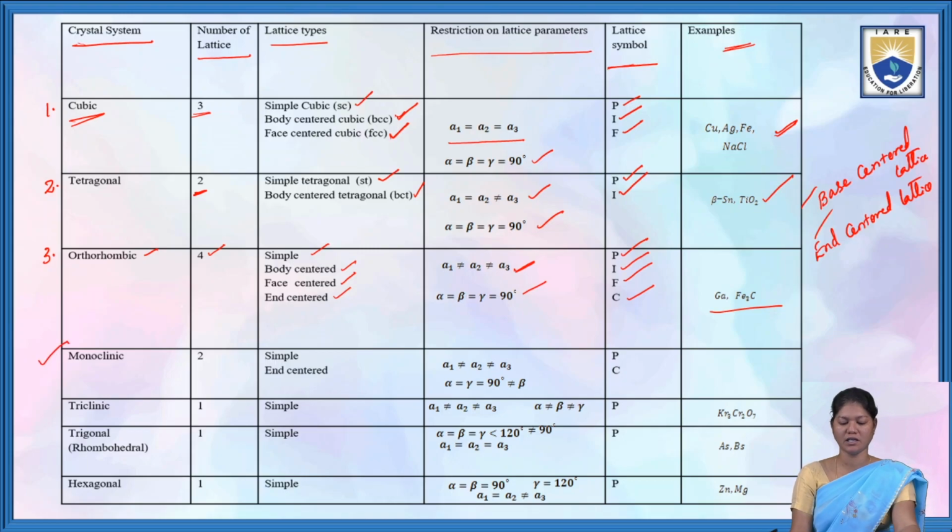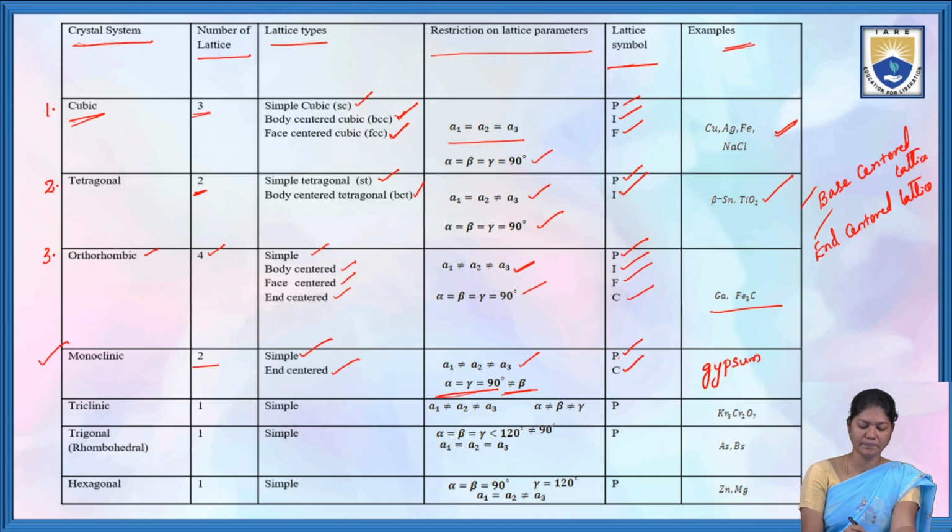Then coming to the monoclinic. Monoclinic has 2 types of space lattices: simple monoclinic and end-centered monoclinic crystal. Here the dimensions A1 is not equal to A2 is not equal to A3. Alpha is equal to gamma, that is equal to 90 degrees, but it is not equal to beta. Here it shows simple monoclinic type of crystal, that is primitive lattice, and it is base centered lattice type. For example, we can take gypsum as an example.